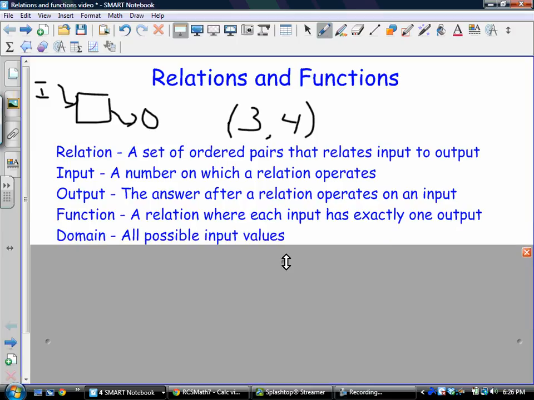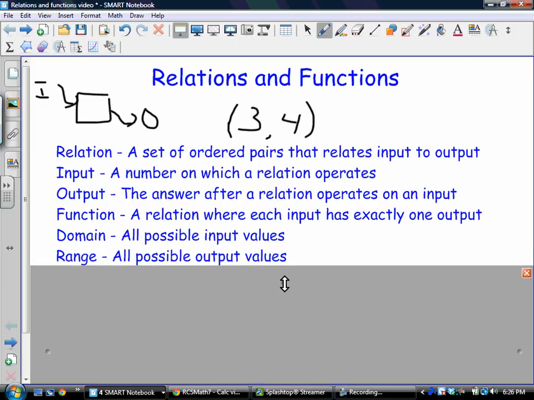A couple more definitions. Domain is all of the possible input values for a relation or a function, all the numbers that you could put in. And the range is all the possible output values for that relation or function, what the answers could be. That's all of our vocab for today. We're going to look at a couple of examples now.